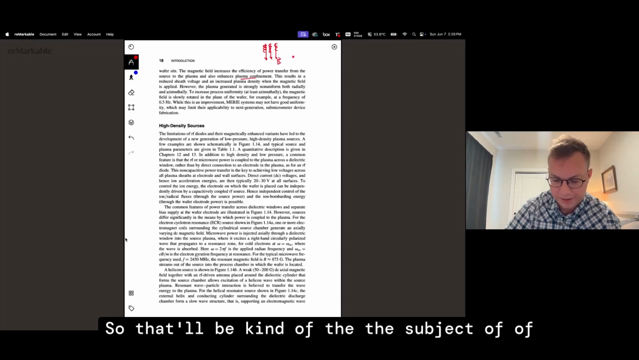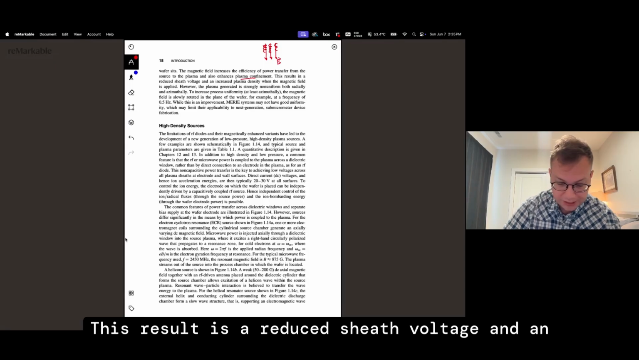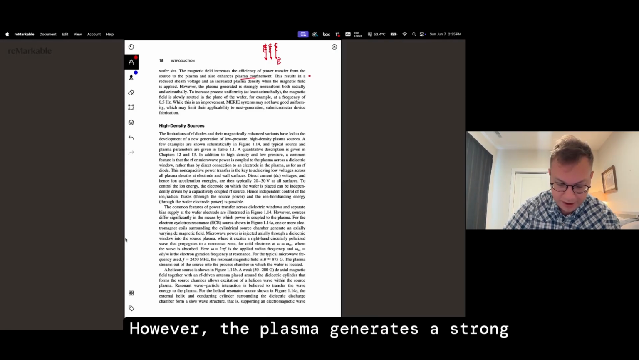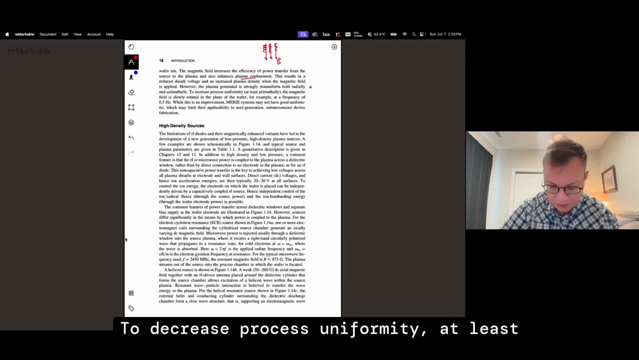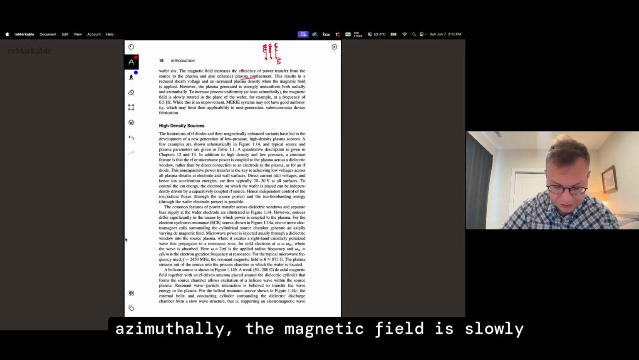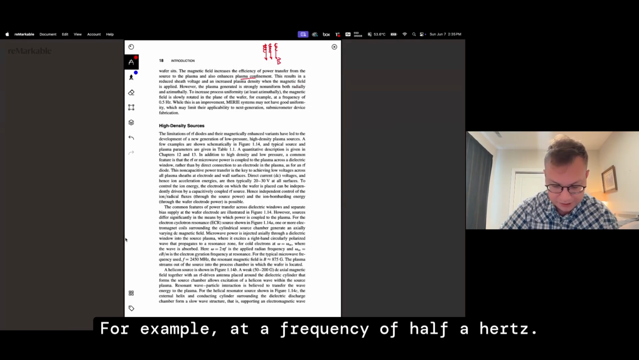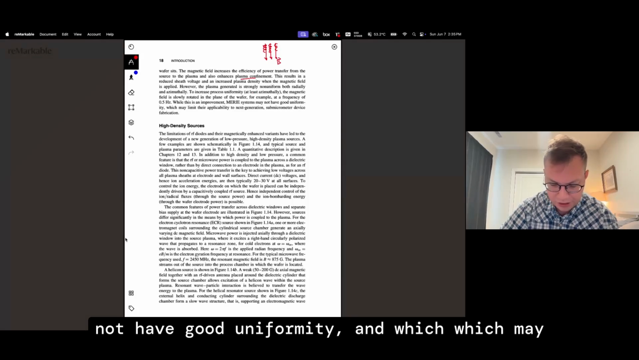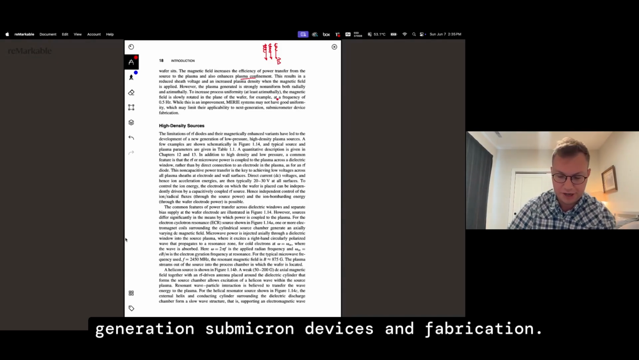So that'll be kind of the subject of plasma waves as we go forward. This result is a reduced sheath voltage and an increased plasma density when the magnetic field is applied. However, the plasma generates a strong non-uniformity both radially and azimuthally. To improve process uniformity, at least azimuthally, the magnetic field is slowly rotated in the plane of the wafer, for example, at a frequency of half a hertz. While this is an improvement, these systems may not have good uniformity, which may limit their applicability to next generation submicron devices and fabrication.